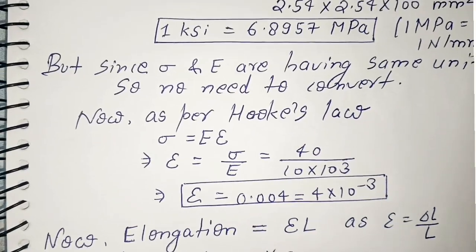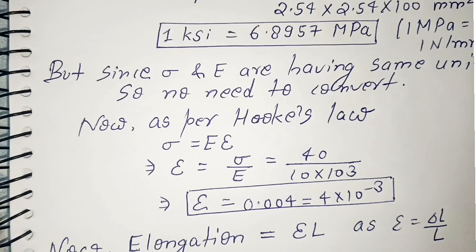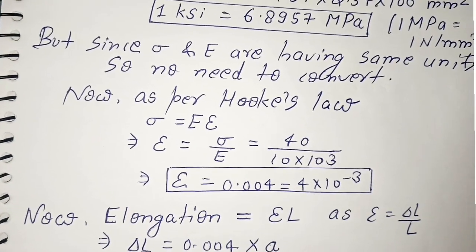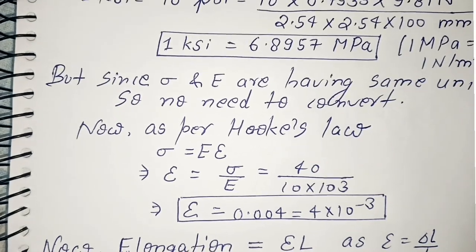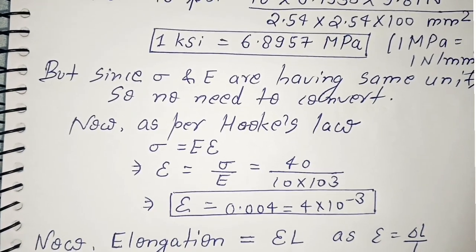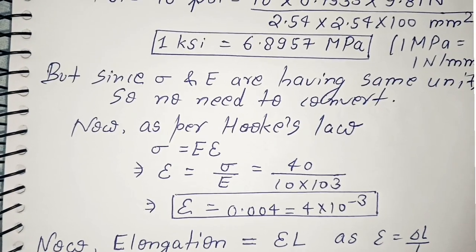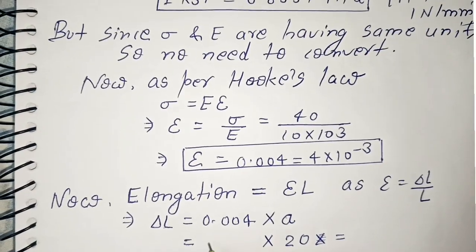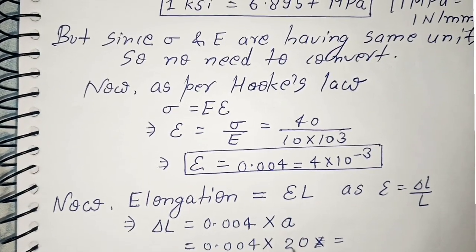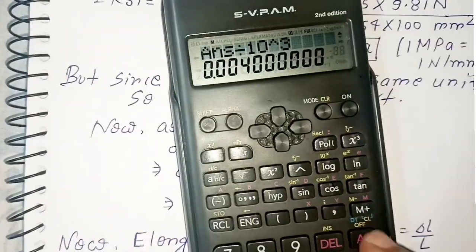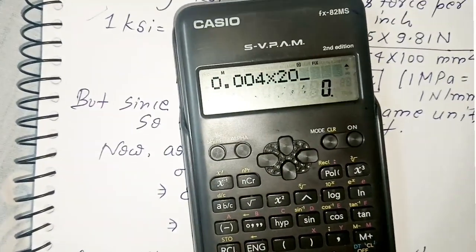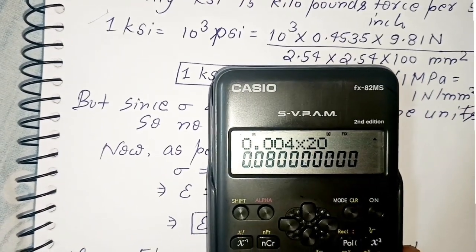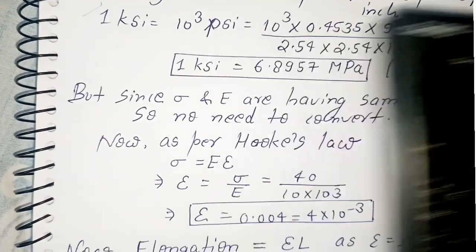So this is 0.004. A is basically the length we have to take here, because we are calculating the hammer head, for that we have to find the elongation, so we have to take the length of the hammer head only, and the length of the hammer head you can see in the diagram. That is, you can see it's A is basically 20 inch. So 0.004 into 20. So you will multiply this 0.004 into 20. So see, 0.08. So you are getting the value of elongation as 0.08.